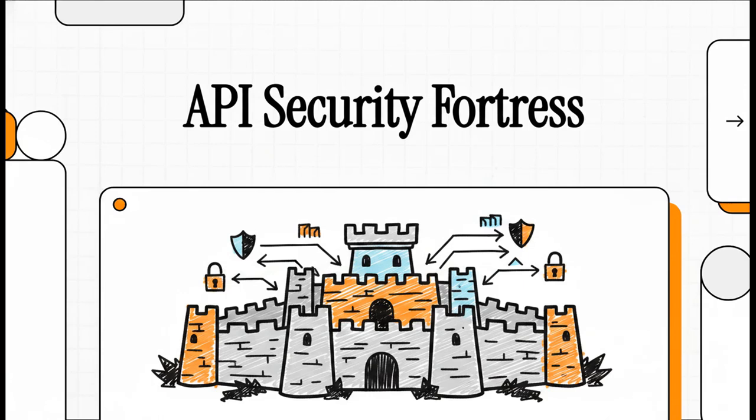All right, let's jump right into this explainer. Look, APIs are literally the lifeblood of modern tech, right? They connect our apps, our data, our services, pretty much everything. But because they're so absolutely critical, they're also prime targets for attackers.